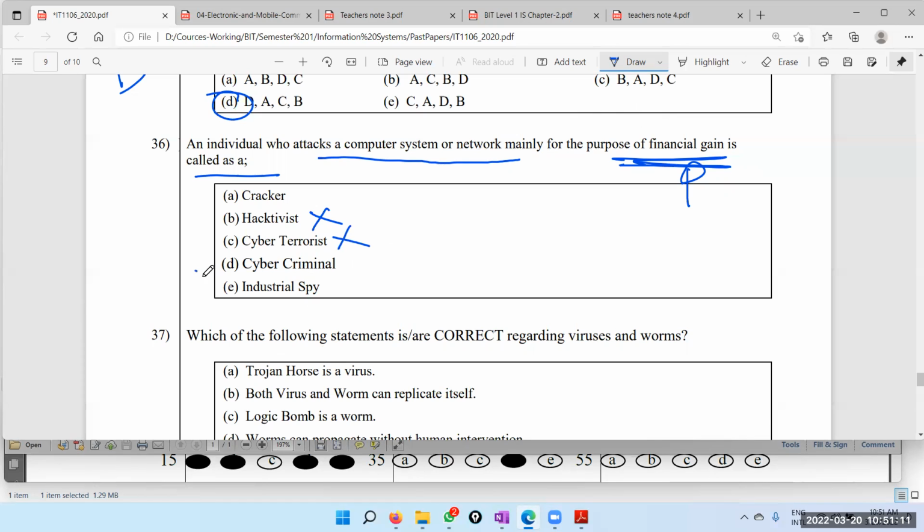So I will take D. Industrial spy means you spy or get some sensitive information of some businesses by hacking systems, etc. So maybe this is industrial spy, but not directly mentioned, right? This is just attack a computer system, right? It doesn't say that you are stealing information. Maybe DOS attack. So therefore, for me, not enough information to conclude that it is a spy. Right? So they crack into the system.